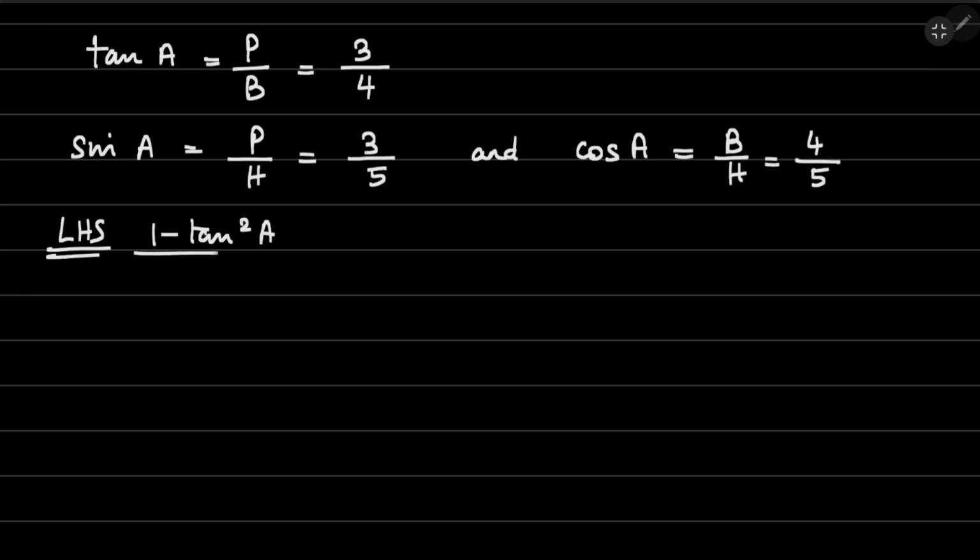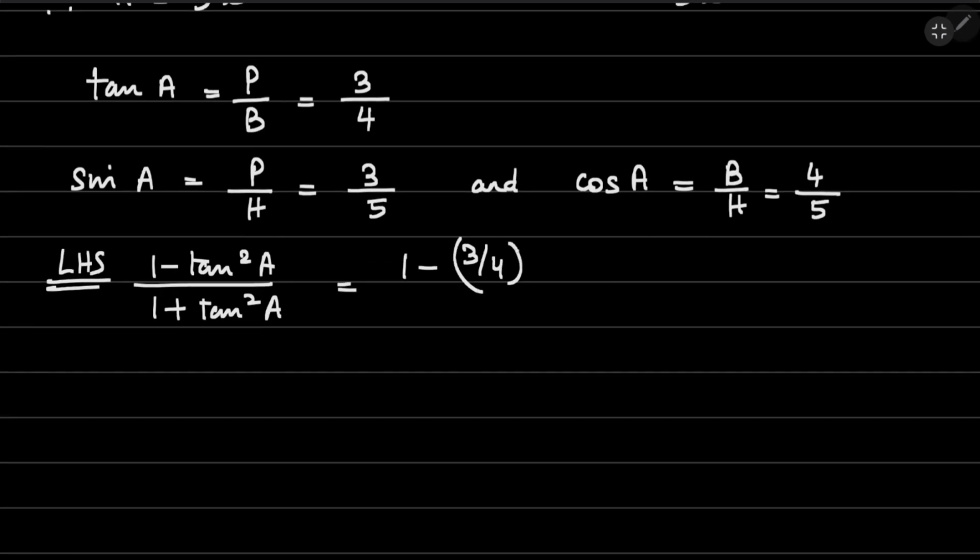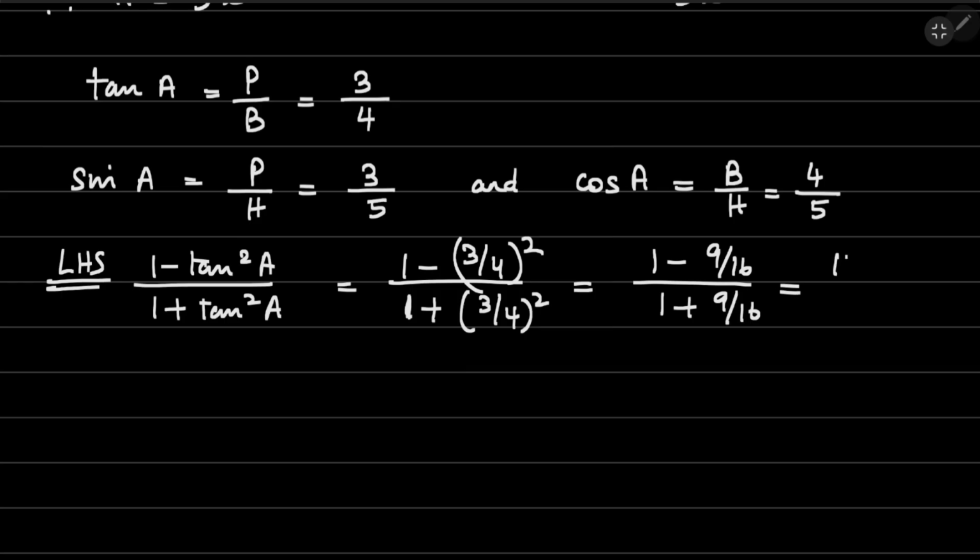1 minus tan square A divided by 1 plus tan square A. So 1 minus tan A is 3 by 4, the whole square, divided by 1 plus 3 by 4, the whole square. Okay, so what is it equal to? 1 minus 9 by 16 divided by 1 plus 9 by 16. So if you take 16 as the LCM, you will have 16 minus 9 in the numerator. The denominator 16 will get cancelled. 16 plus 9. What is 16 minus 9? It is 7. 16 plus 9 is 25. That's your answer. Okay, this is LHS.